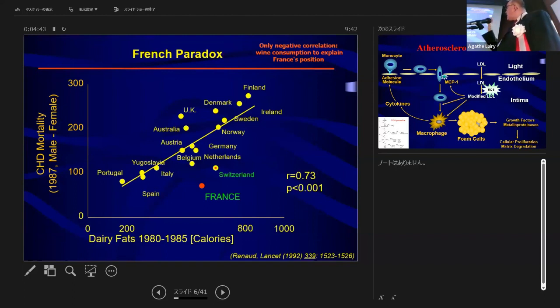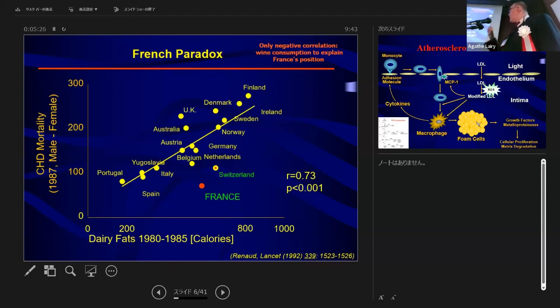Intermediary, you have Austria, Germany, Belgium, or the Netherlands, countries where a lot of people drink spirits, but also beer. And then completely on the other side, you have the South Mediterranean countries, Italy, Spain, Portugal, Yugoslavia at this time, and France, that is really different, that have the lowest level of cardiovascular disease. And these are countries at this time where the people drink a lot of wine, more than spirits and more than beer.